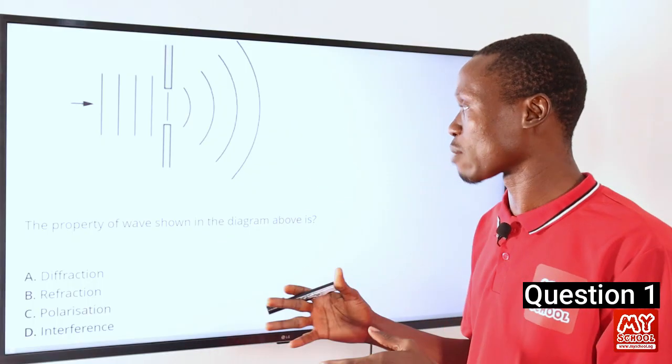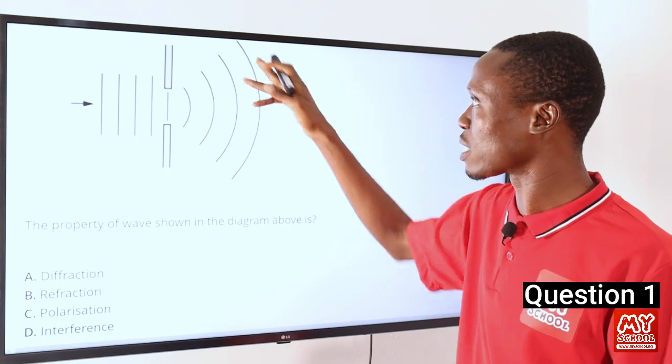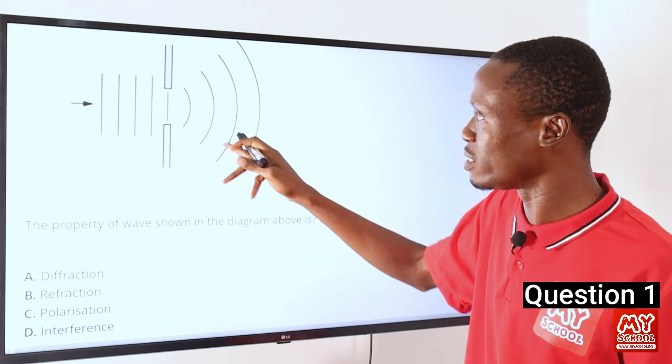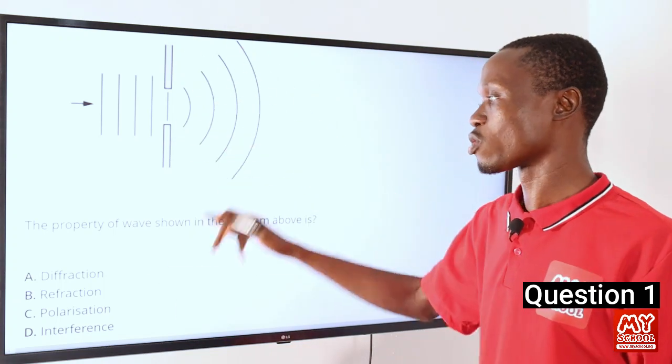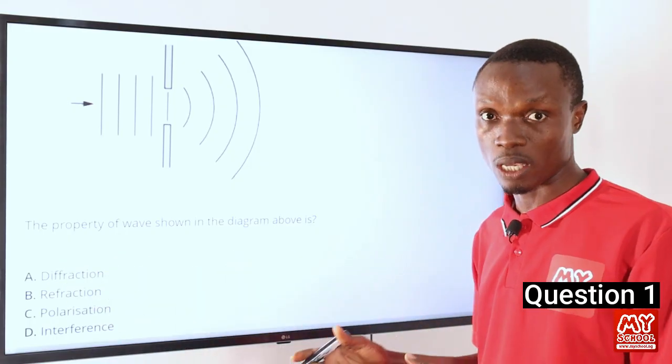So from what I've described, if you look at the diagram carefully, you find out that there is a kind of bending around this obstacle. So that leaves us with option A as the correct option.